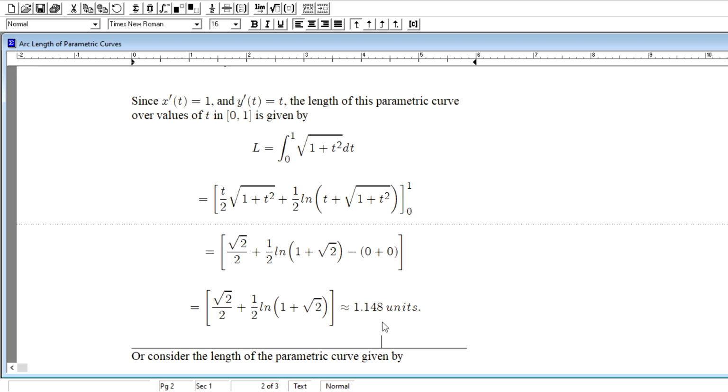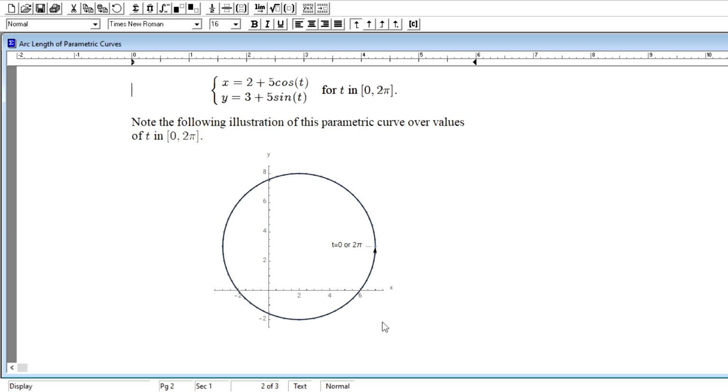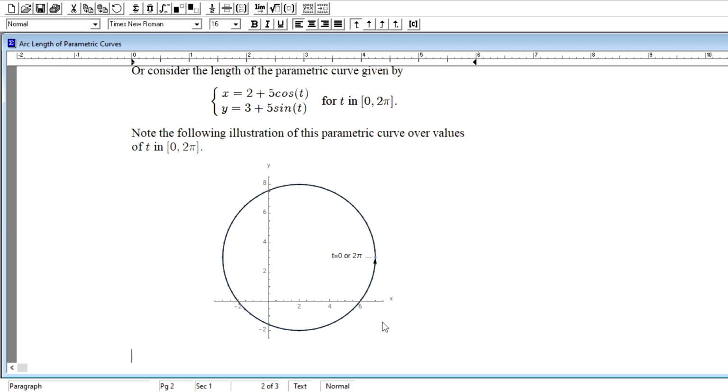If we consider another example, we might consider the length of this parametric curve, this circle in the plane, whose parametric description is given by this, which indicates the center is at (2, 3) and has a radius of 5. So it's 5 units away in all directions from this center.